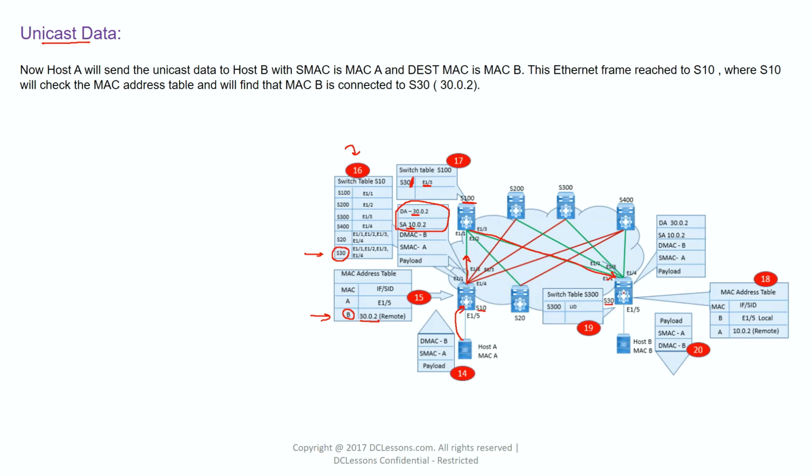Now once the packet reaches here, it will decapsulate it, and side by side it will also learn the MAC address A, which is pointing to switch ID 10. Then this decapsulated packet will be forwarded to host B. Okay, so just make a correction. This is not switch 300, it is switch 30. So this is how your unicast data progresses.